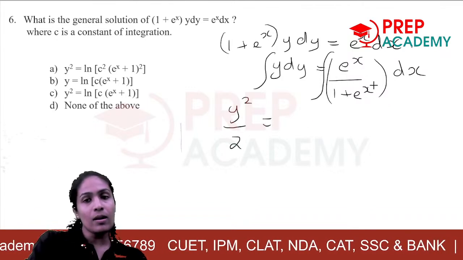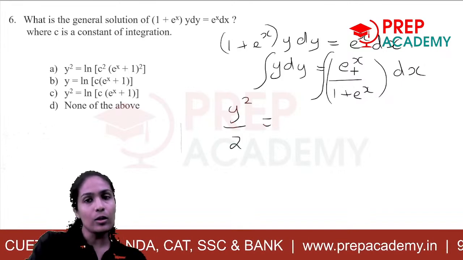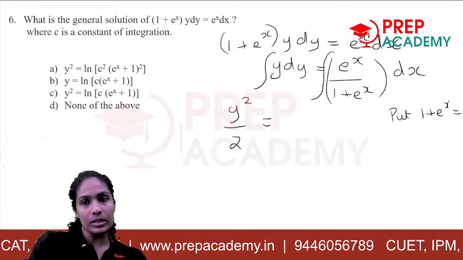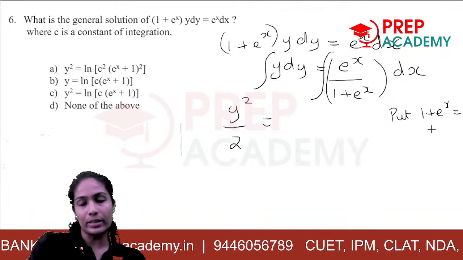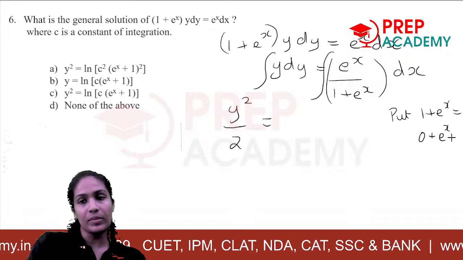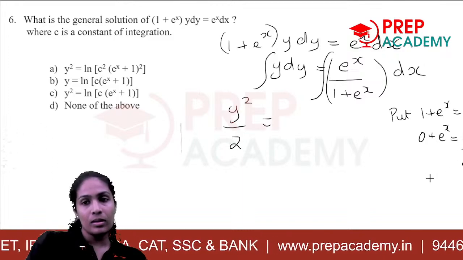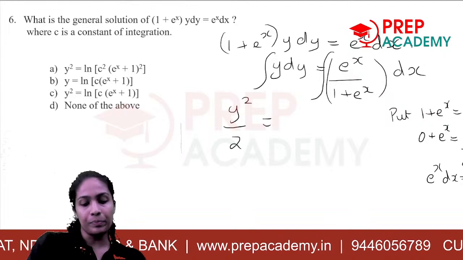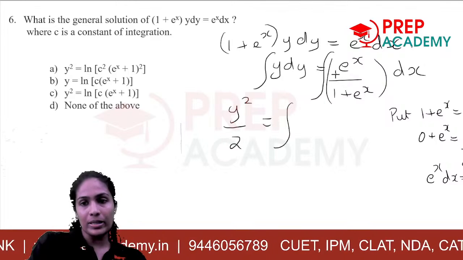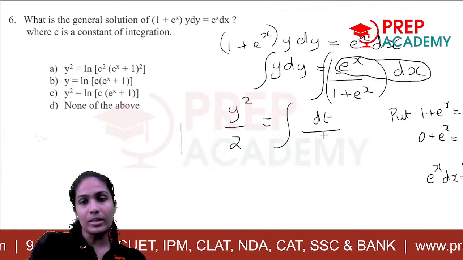So the simplest method is, you know that the derivative of the denominator 1 plus e raised to x is the numerator. If you put 1 plus e raised to x is equal to t, whenever you put the substitution, you have to take the derivative. Derivative of 1 is 0 plus derivative of e raised to x is e raised to x, is equal to the derivative of t with respect to x, which is dt by dx. So e raised to x dx is equal to dt. So the integral can be written by replacing e raised to x dx by dt, over 1 plus e raised to x, which is t.